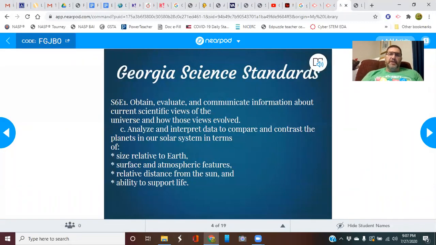Now, the Georgia Science Standard that we're going to be dealing with is S6E1, obtain, evaluate, and communicate information about current scientific views of the universe and how those views evolved. We're going to be, in particular, looking at Substandard C, analyze and interpret data to compare and contrast the planets in our solar system in terms of size relative to the Earth, the surface and atmospheric features, the relative distance from the sun, and their ability to support life.